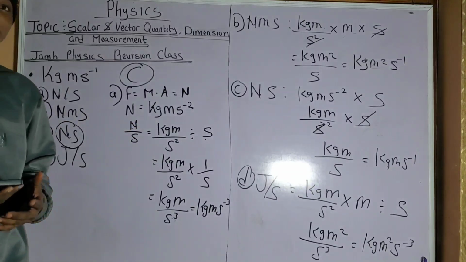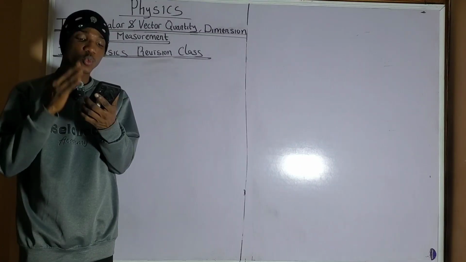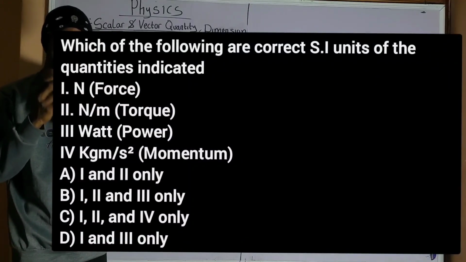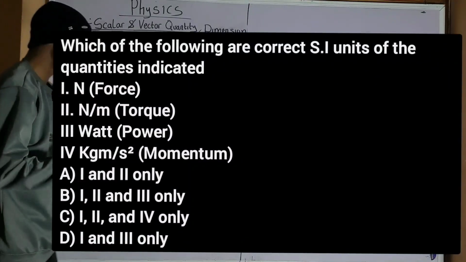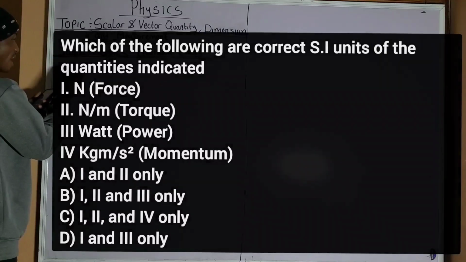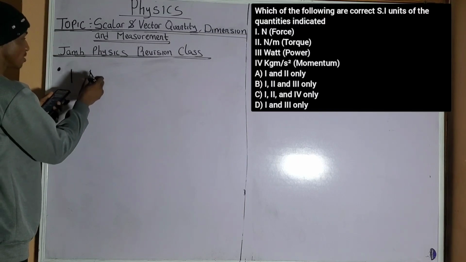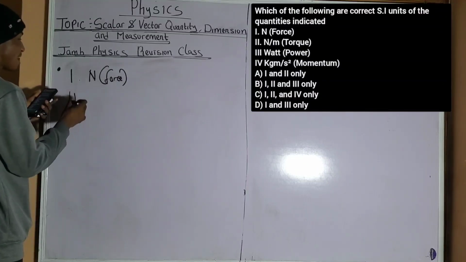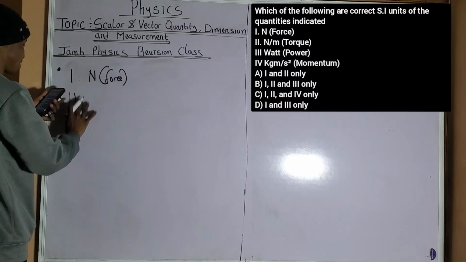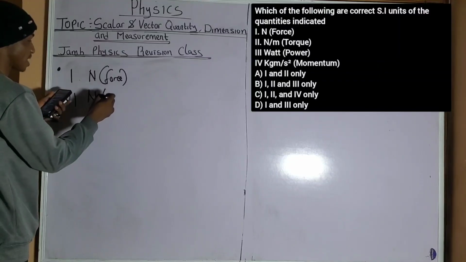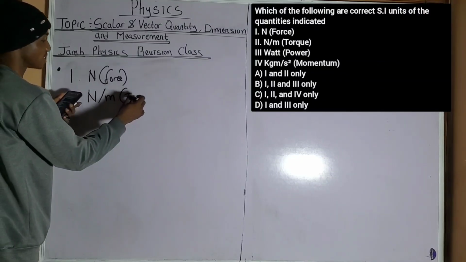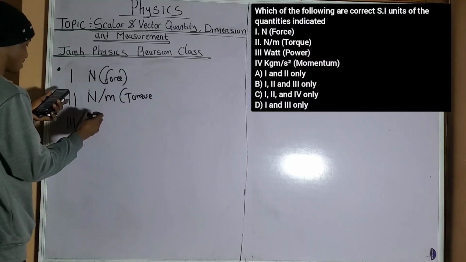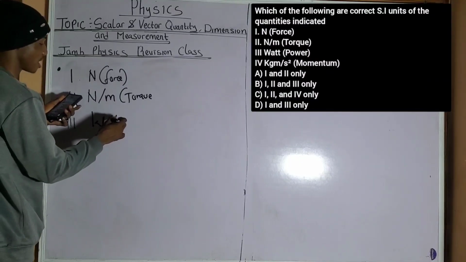Okay, so let us look at the next question. Which of the following are correct SI units of the quantities indicated? We have I. I represents Newton, which is for force. We have II. II is Newton per meter, which is for torque. Then we have III, which is watt, and that is for power.